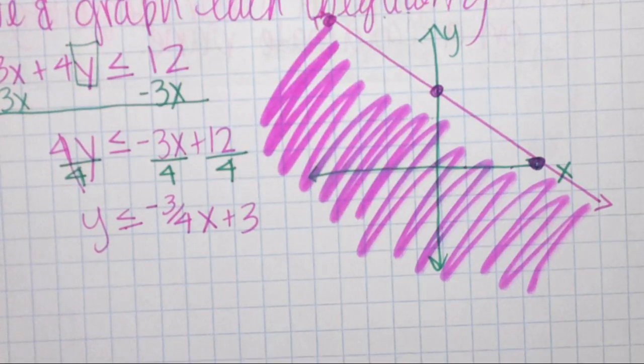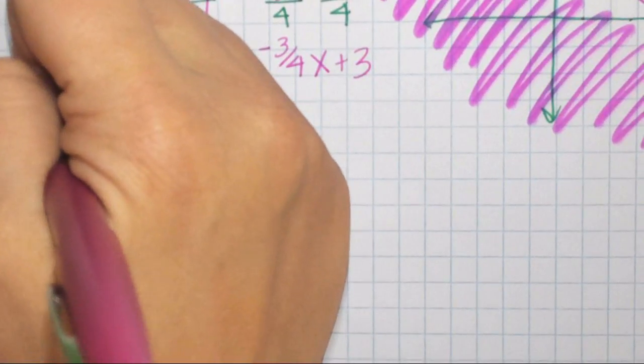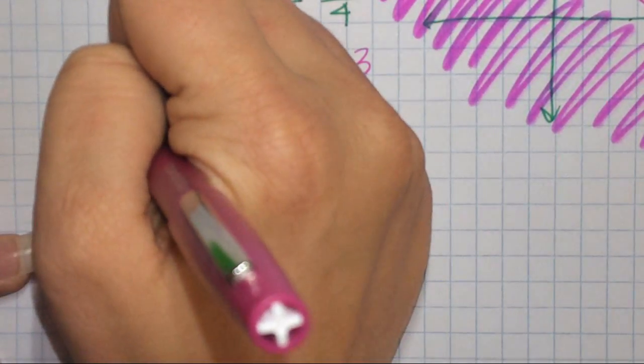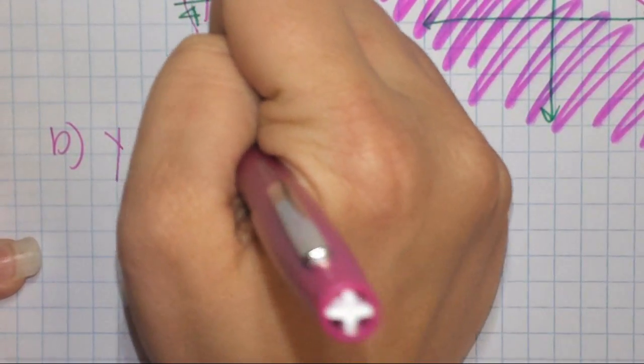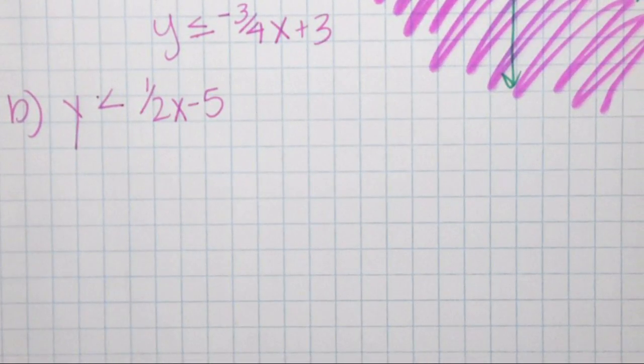Okay, do you want to try one without me? Yes, ma'am. Or do we need to do one more together? I think you can do it. Alright, B. Now, this one's going to be magical. Y is less than 1/2 x minus 5.